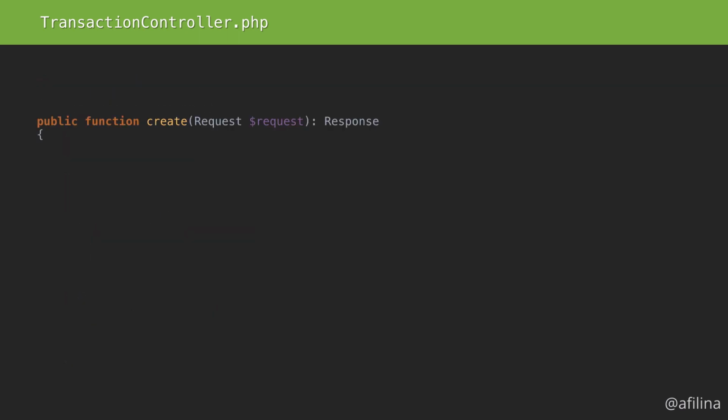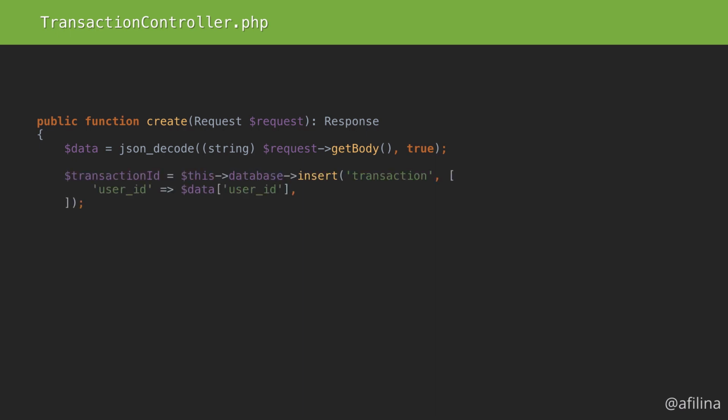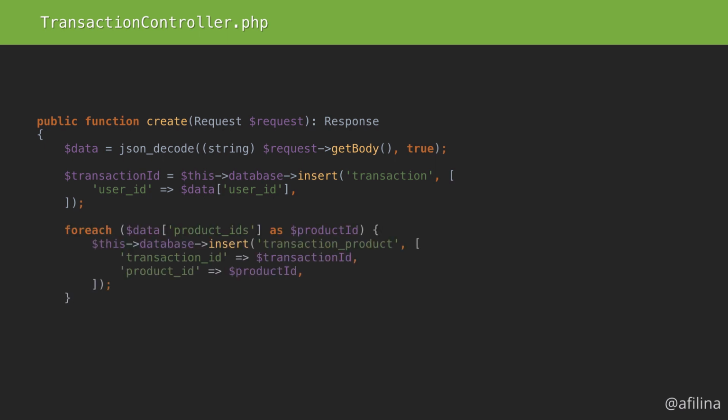Here's the create method of that class. It's called when the user decides to check out the shopping cart. The first thing that we do is grab the JSON body of the request and parse it into an array. We then insert a database record for the transaction by supplying the user ID. For each product ID, we create an entry for the transaction product. We finally return a JSON response with the transaction ID that we created, as well as an HTTP status code of 200. The problem with this approach is that the controller knows and does everything.